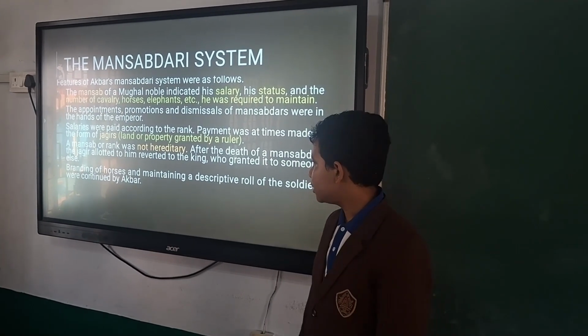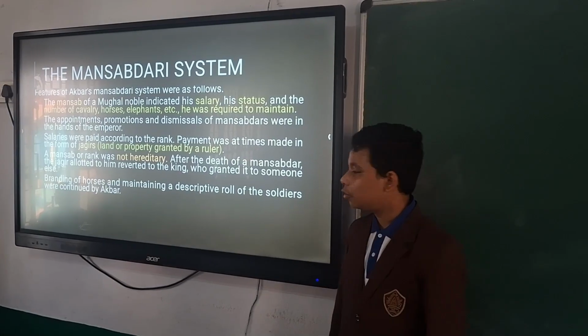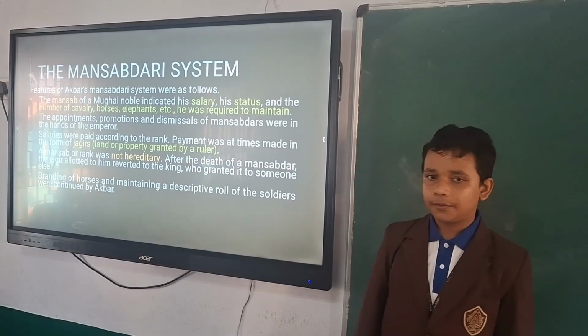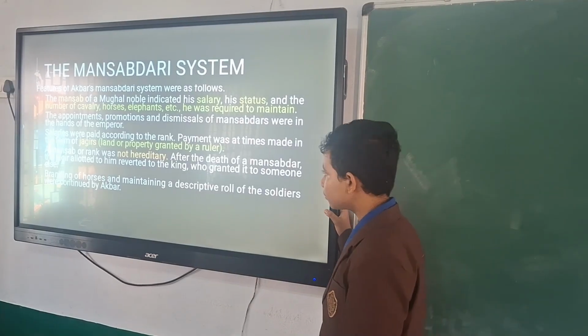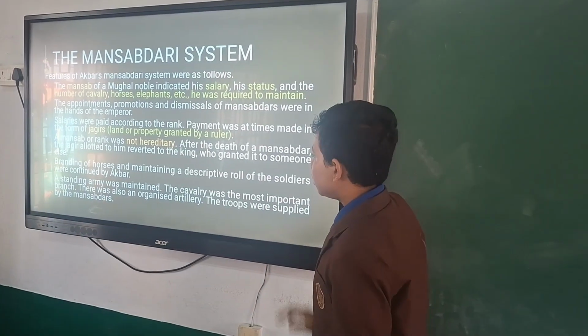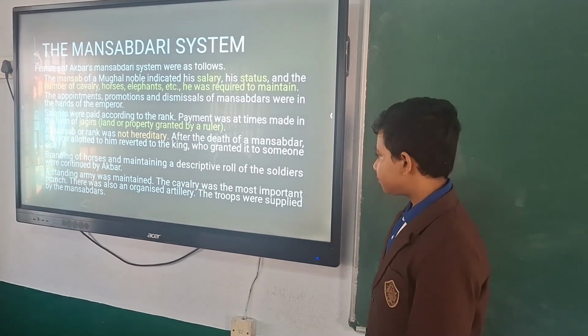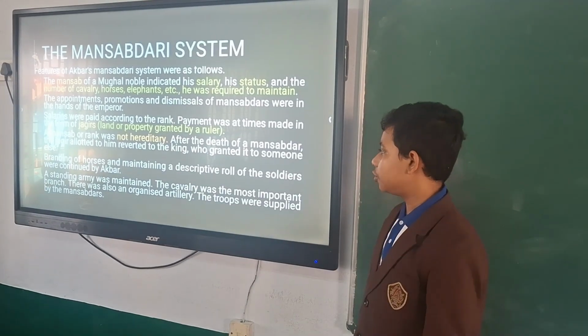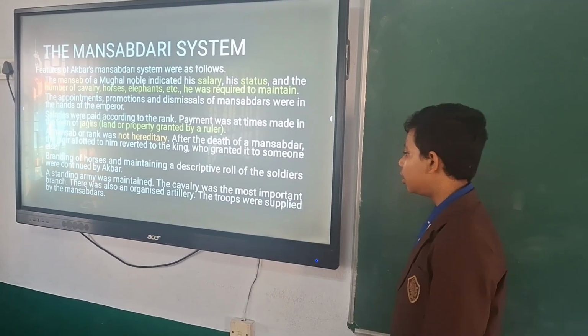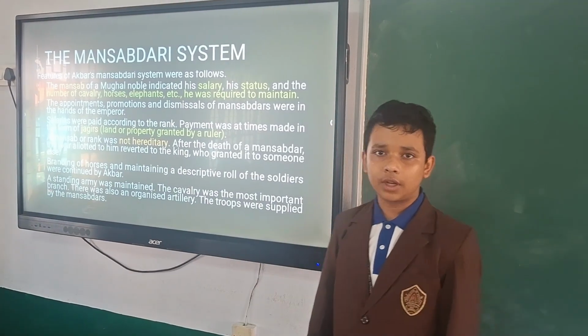The granting of horses and maintaining a descriptive roll of the soldiers were continued by Akbar, which was started by Alauddin Khilji. A standing army was maintained. The cavalry was the most important branch. There was also an organized artillery. The troops were supplied by the Mansabdars.